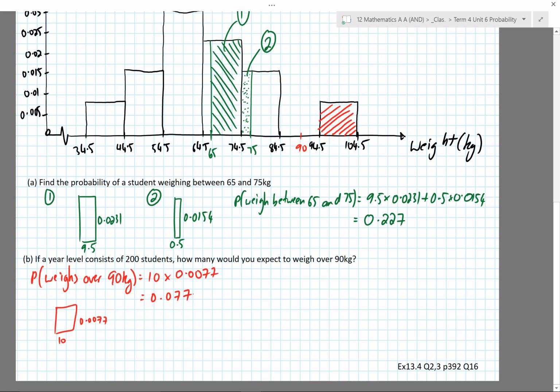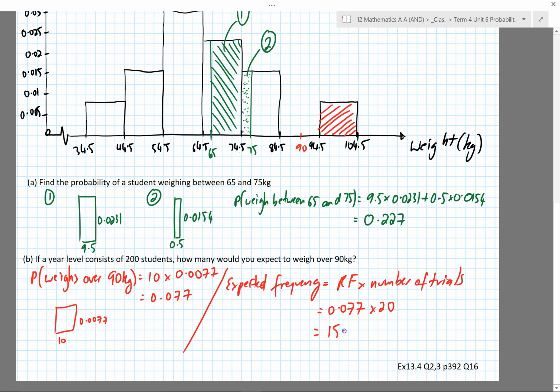Okay, but I'm asked for an expected frequency. So I'll cast my mind back to lesson 1, lesson 2. Expected frequency is the relative frequency, or the probability, times the number of trials. So I know there's a 0.077 chance of getting someone over 90 kilos. I'm essentially picking 200 students and weighing them, seeing how much they weigh. I'll expect 15.4 of those students to weigh over 90 kilos.